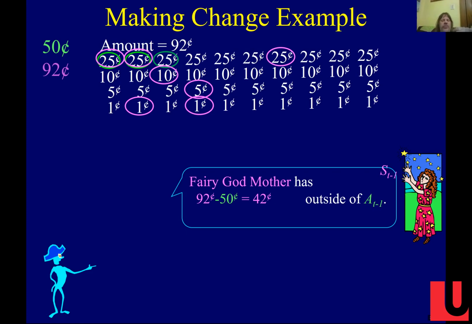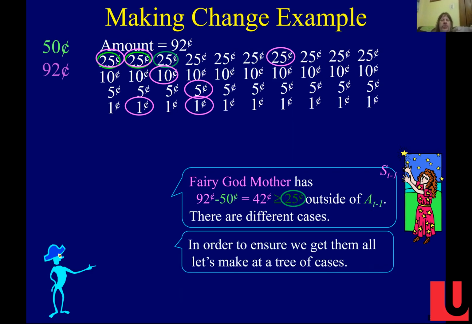And if we want to make this as general as possible, what do we know about how much she has outside? Well, we know the algorithm just committed to another quarter. So we know that there's at least 25 cents outside of what A t minus 1 is committed to, and so we know that the fairy godmother has at least this quarter. All right, so there are lots of different cases, and so let's think about those cases.